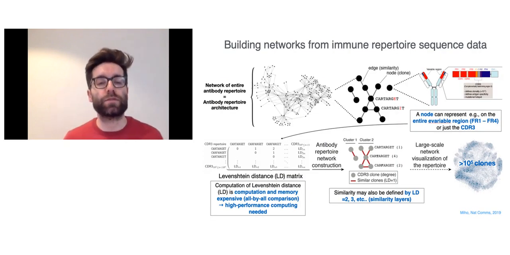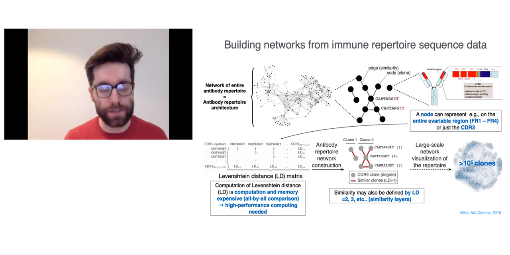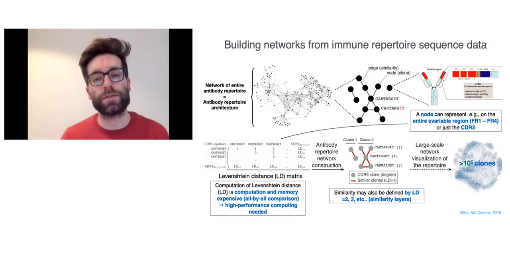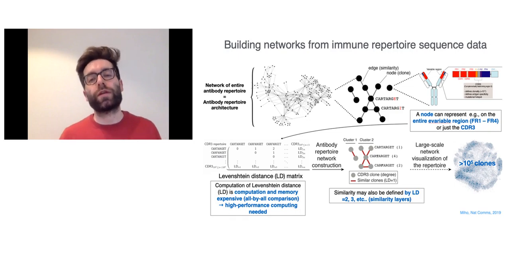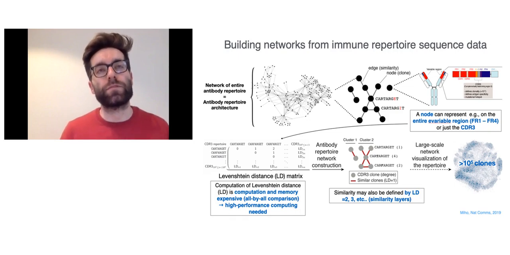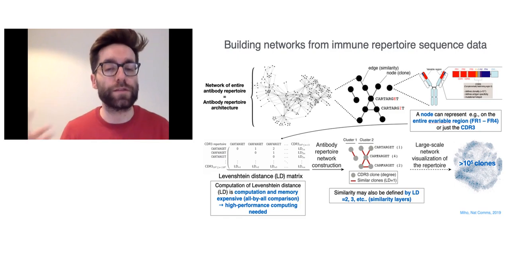So how does this work? You have to build a distance matrix, which can be computationally very expensive. And then from the distance matrix you build the network, and the network can be represented with edges and nodes. The node is the CDR3, and you draw an edge based on the distance that you want. So for example, Levenshtein distance 1 would probably only connect those that have similar specificity, if that's your research question.